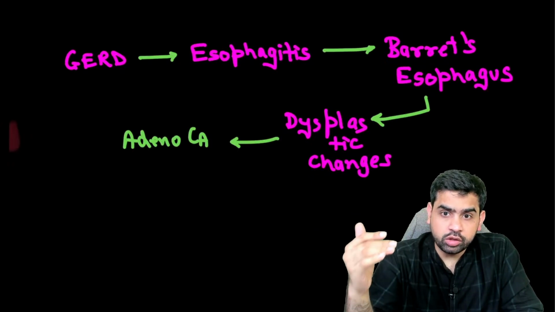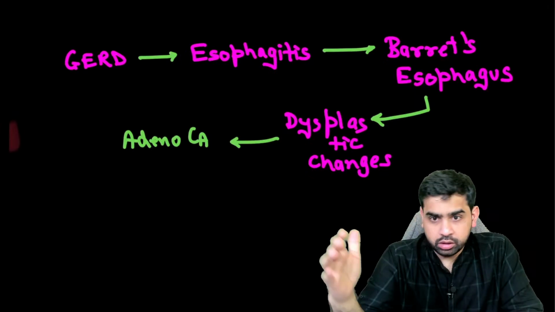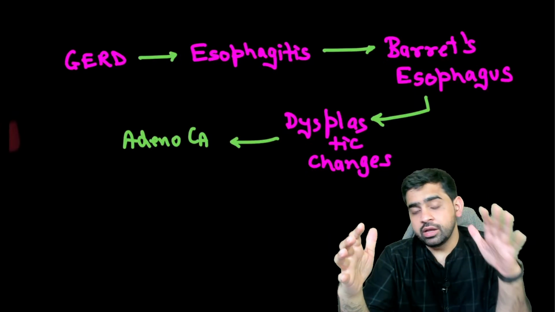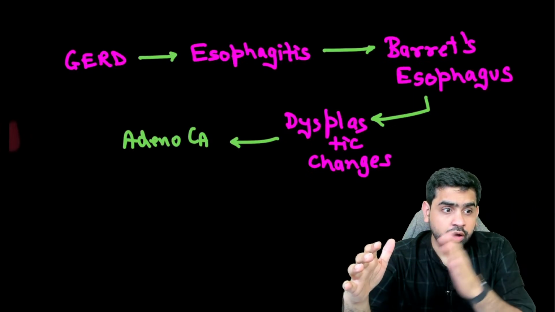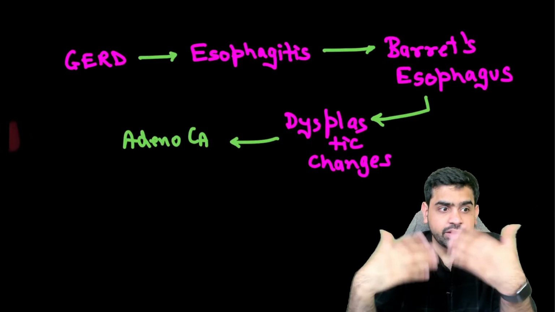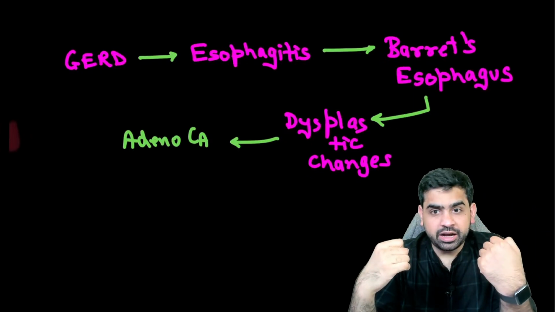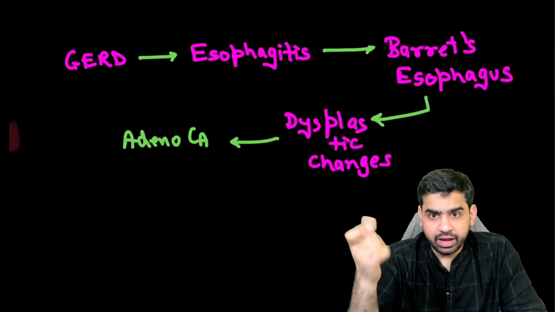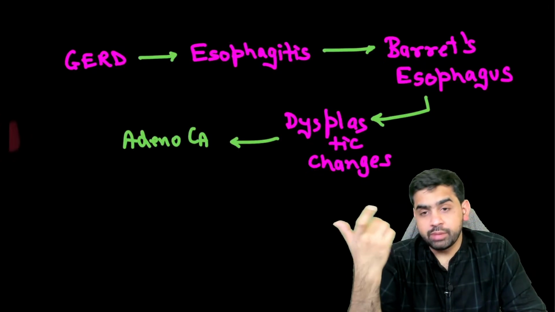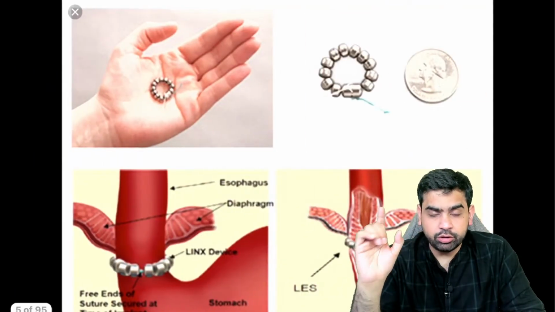What about the Barrett's esophagus? Okay, so if this particular insult continues, what is going to happen? The squamous epithelium of the lower end of the esophagus gets converted into columnar epithelium, and that is what you basically refer to as Barrett's esophagus. Now the problem with Barrett's esophagus is that dysplastic changes can take place, which can ultimately lead to adenocarcinoma.